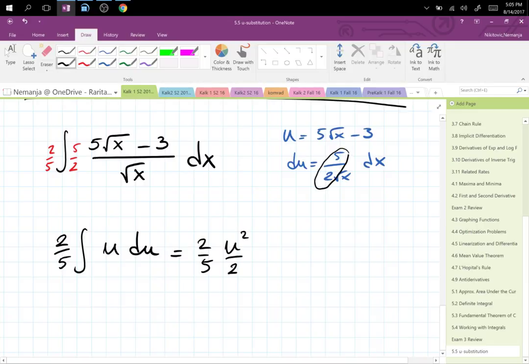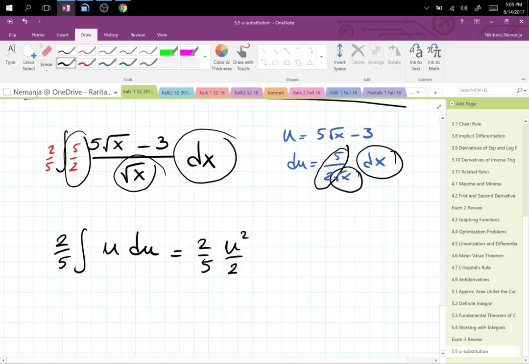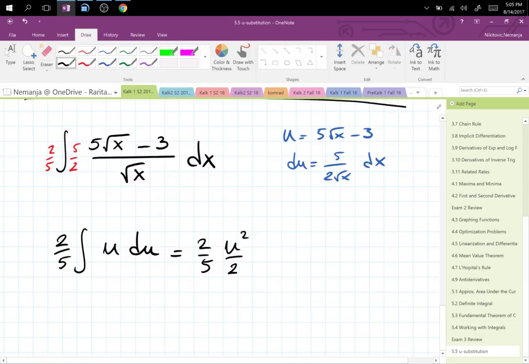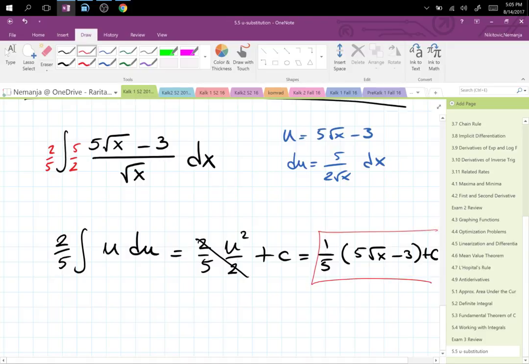It's 5 over 2. So that's that one. Root x in the denominator and dx all together create du. And the other 2 over 5 we copy. So all of this is 1/5, 5 root x minus 3 plus c. And you will be using this a lot.